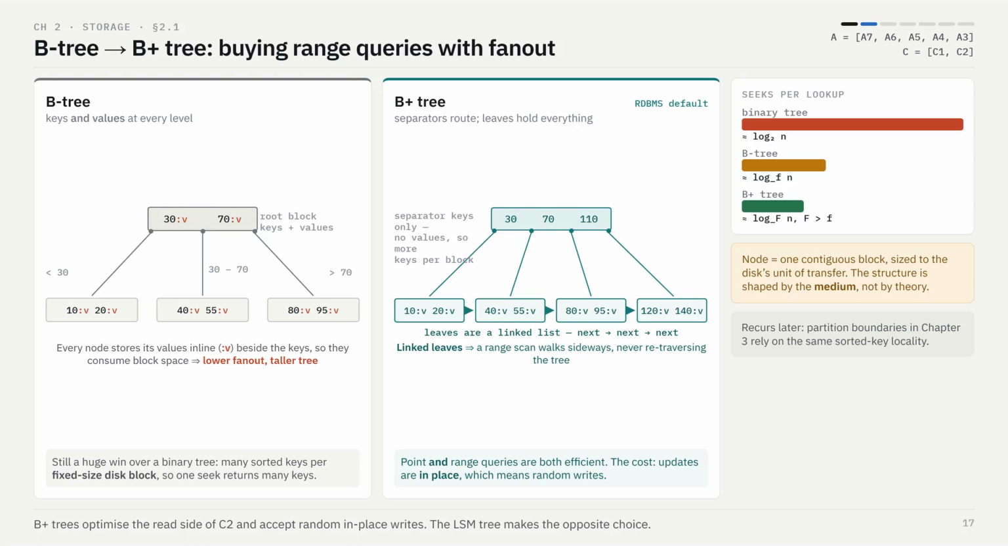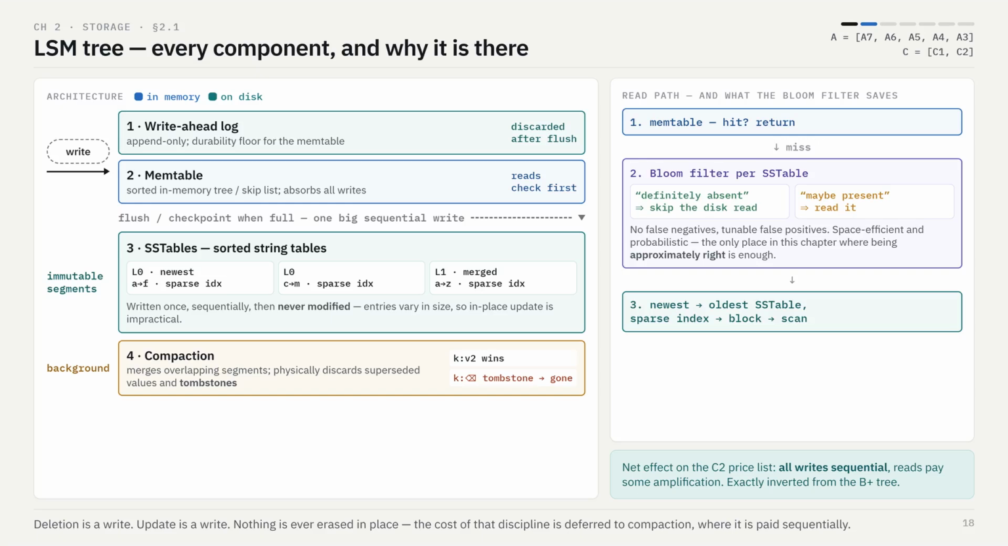Leaf nodes additionally maintain sorted key value pairs, and this is the part to watch on the diagram. They are linked together so that a sequential range scan can walk sideways from leaf to leaf without retraversing the tree. So the B plus tree makes both point queries and range queries efficient. The cost it accepts is that updates happen in place, which means random writes. That cost is exactly what the next structure refuses to pay.